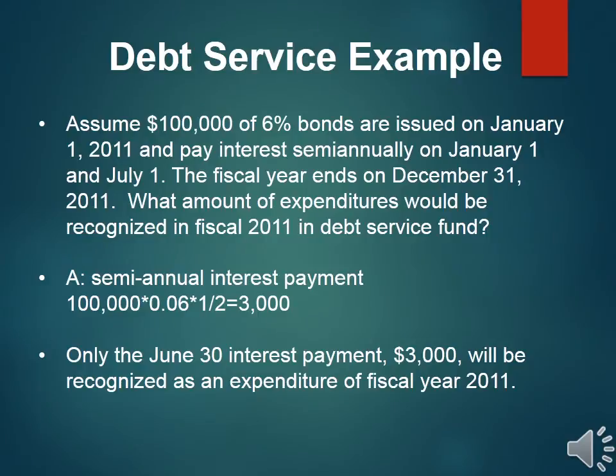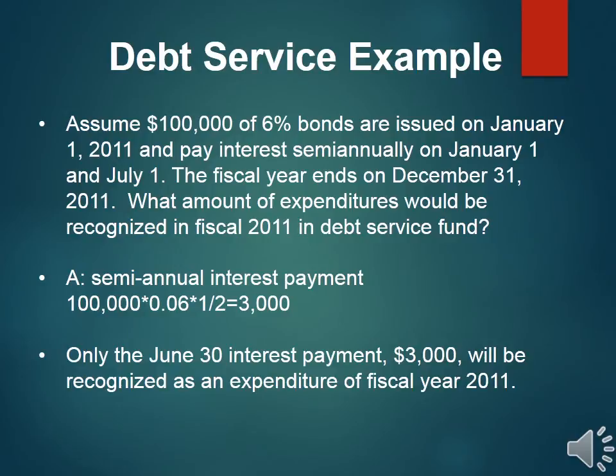All right, and finally, we'll go over a quick example before a more detailed problem that you'll find later in the learning module. Assume that $100,000 of 6% bonds are issued on January 1st, 2011, to pay interest semi-annually on January 1st and July 1st. The fiscal year ends 12/31. So what amount of expenditures will be recognized in fiscal 2011?